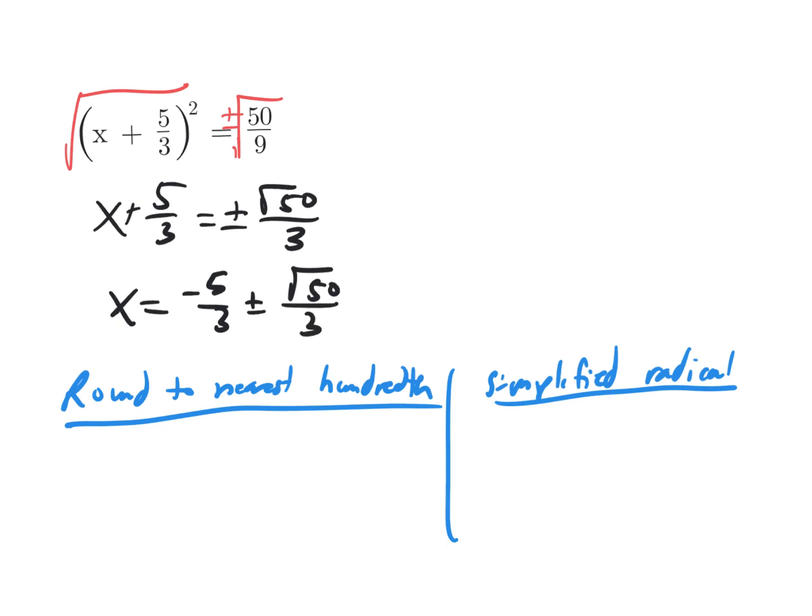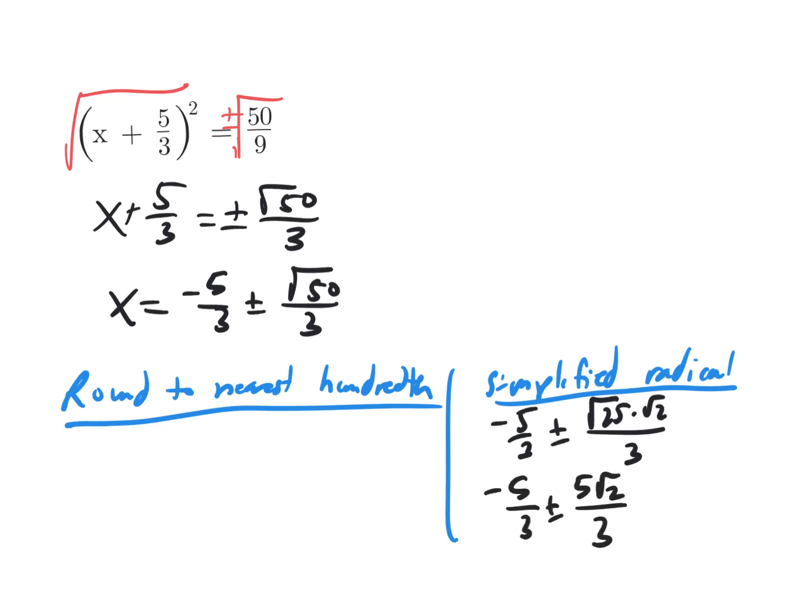When we get to simplified radical, I'm going to do this one first. I have to look at this and go, what's a perfect square that goes into 50? 25, right? This is 25 times 2. So I'm going to put this down here. So this would be negative 5/3 plus or minus the square root of 25 times the square root of 2 over 3. And we know that the square root of 25 is 5. Okay, so this is 5 root 2 over 3. That's as far as we can go. It is a simplified radical form.